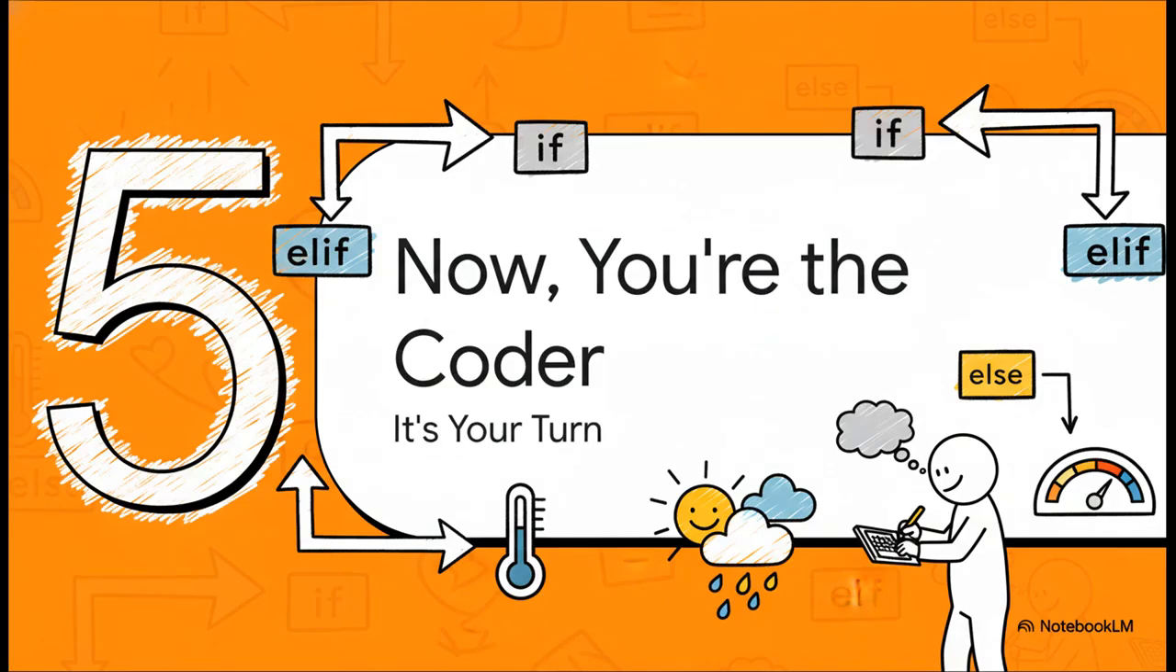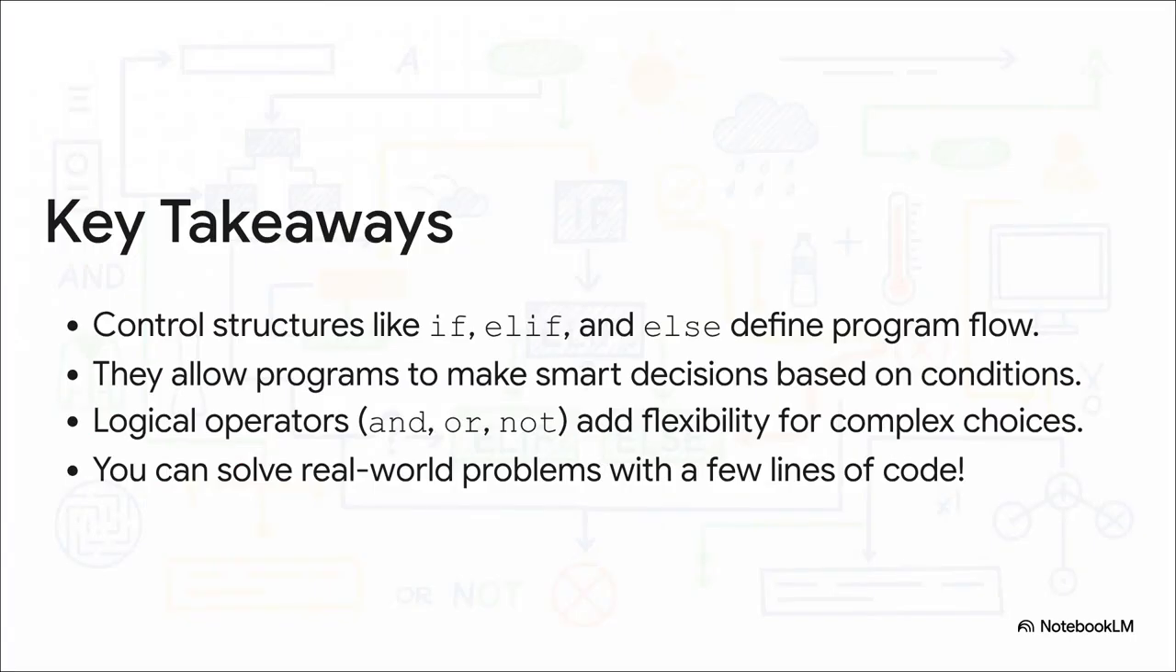But you know, the most important part here isn't just watching me do it. It's realizing that you now understand the logic. You have the tools to make a computer think. So let's do a quick recap. The big idea is that if, elif, and else are like the traffic cops of your program. They direct the flow of logic. They let your programs make smart, conditional decisions. Then you've got your logical operators, and, or, not, which just make those conditions even smarter. And as we saw with our weather AI, this isn't just theory. This stuff solves real problems.